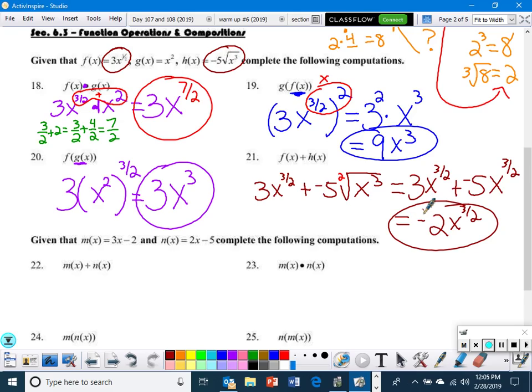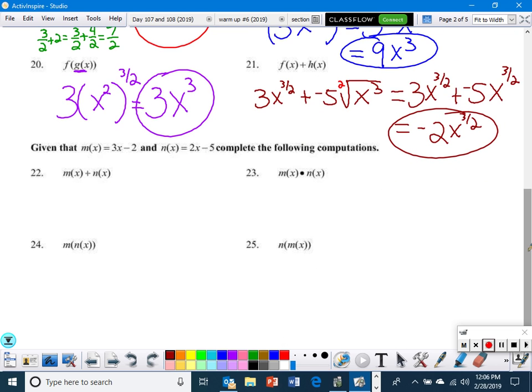All right, let's do another practice with the next one. Here we go, number 22. We're going to add the two functions together, m and n. So we're going to add these two together. All this is combining like terms. So 3x and 2x makes 5x. And negative 2 and negative 5 makes minus 7. And that is our answer.